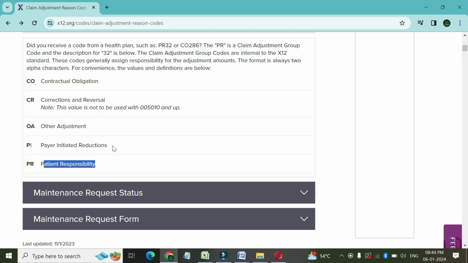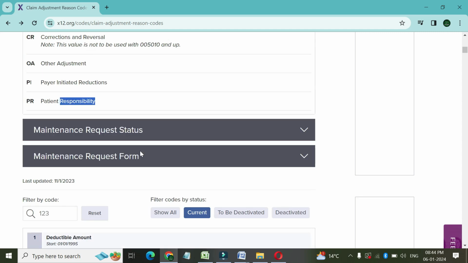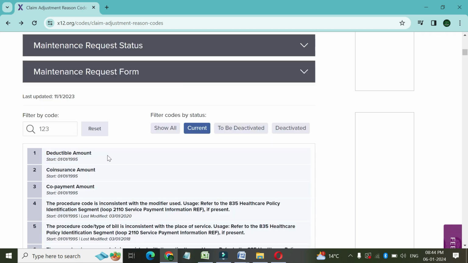The two most common codes that you would see on a secondary claim or on a remittance file are these two: CO, contractual obligation, and PR, patient responsibility. I'm not exaggerating, but in my experience, I've seen that 95% of the secondary claims or the remittance files will have these contractual obligation and patient responsibility group codes. Now let's look at the reason codes.